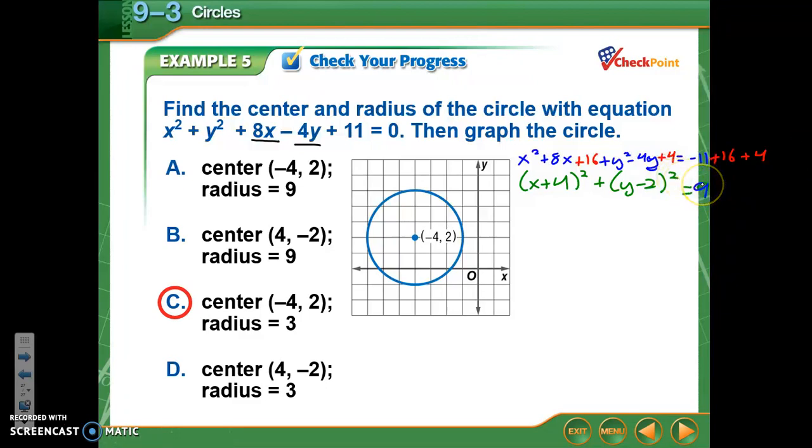Sorry, I should have used something besides green there. And so I can see that my center, h, will be negative 4, and k will be positive 2, and my radius will be 3.